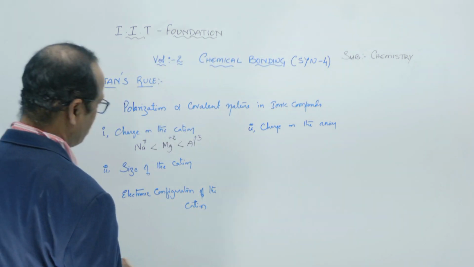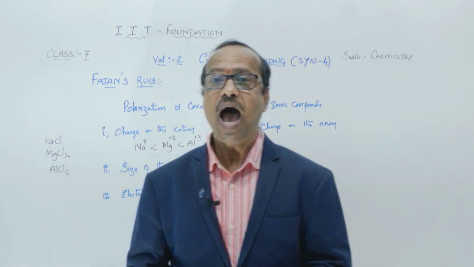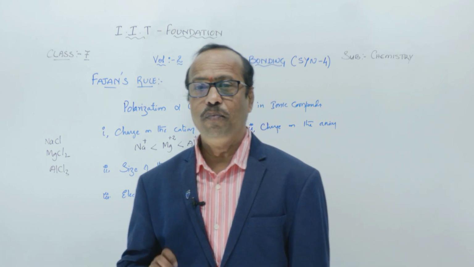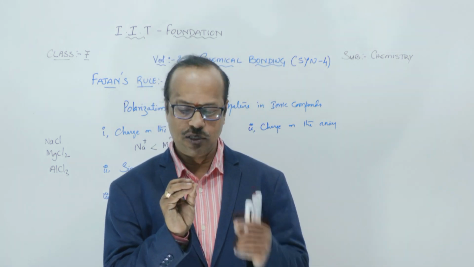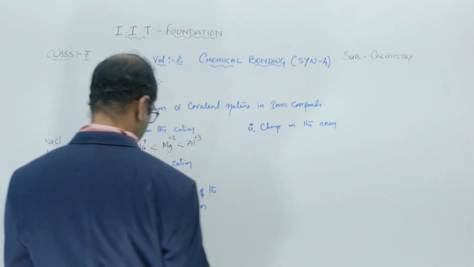Now let's come to the second one, size of the cation. This we already discussed. Cation means what? Positive charge. Size of the positively charged ion means cation. If it is small, it is very close to the nucleus. Yes or no? So see here now, for example, I'll draw here.